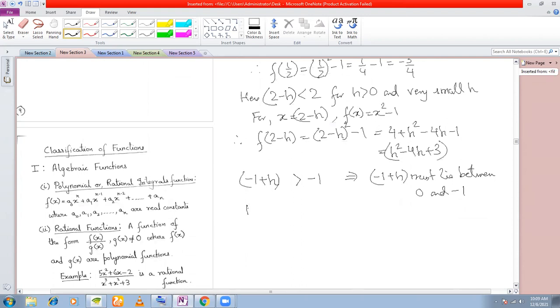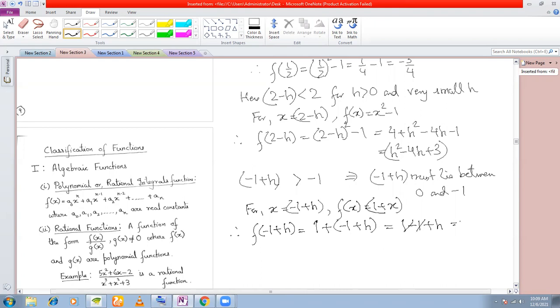So for x equal to minus 1 plus h, f(x) is equal to 1 plus x. Therefore, what is the value of f(minus 1 plus h)? Replace x by minus 1 plus h. So you get 1 minus 1 plus h, so you're simply getting h. Okay. That is what is meant by piece function. And this is how we evaluate the values of piece functions for various values of x.